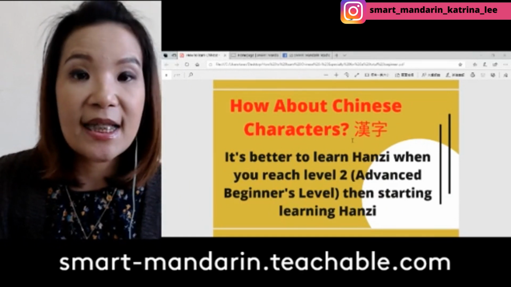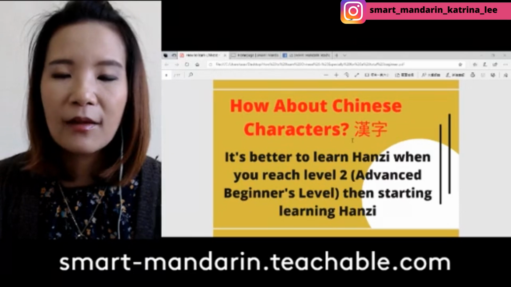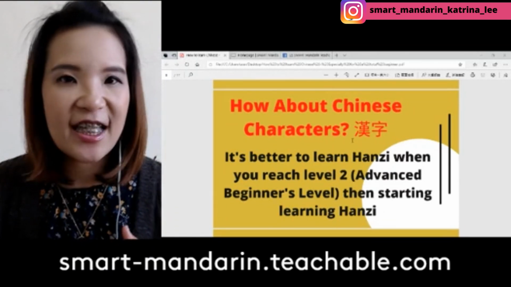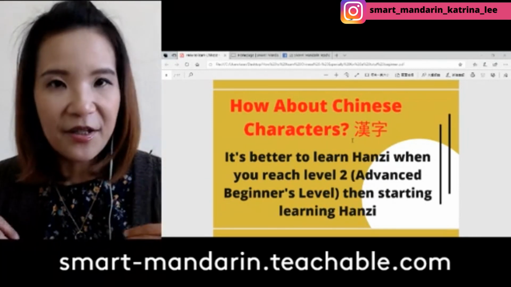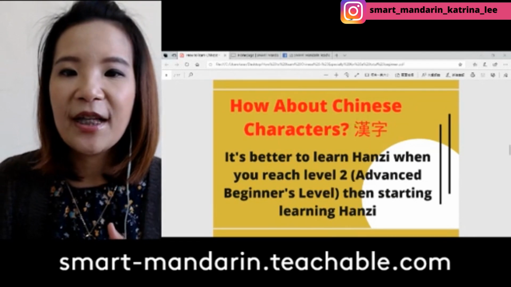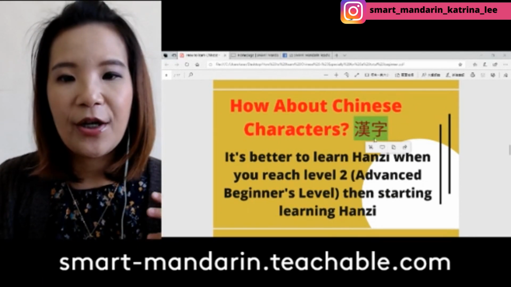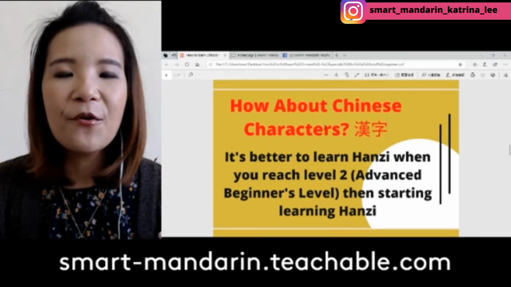So first is simplified, which looks simpler, easier, that is used in China. And there's traditional Chinese character that is used in Taiwan from here. Okay, so here that you see, 汉字 is traditional character. I show it with traditional character. So a lot of people are so afraid.